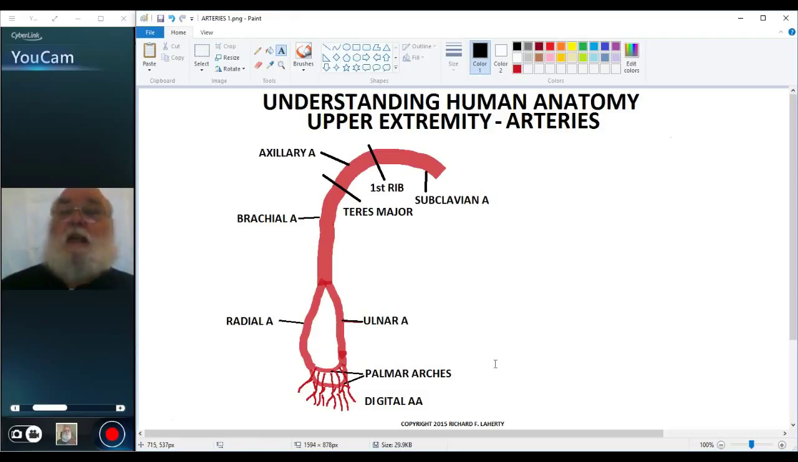So that's the basic plan. We start with subclavian, flow from subclavian to axillary, axillary to brachial. We get to the end of the brachial, we either go to the radial or to the ulnar. The radial and ulnar connect down here at the superficial and deep arches, and then the arches give off branches that eventually go to the digits.